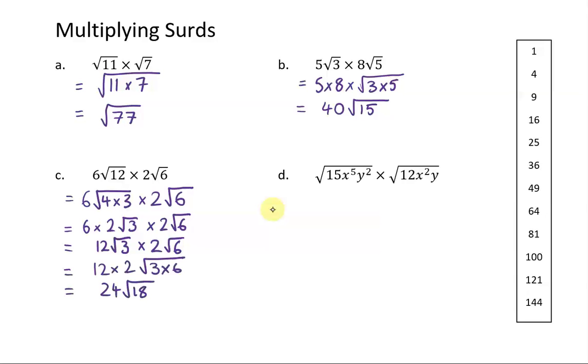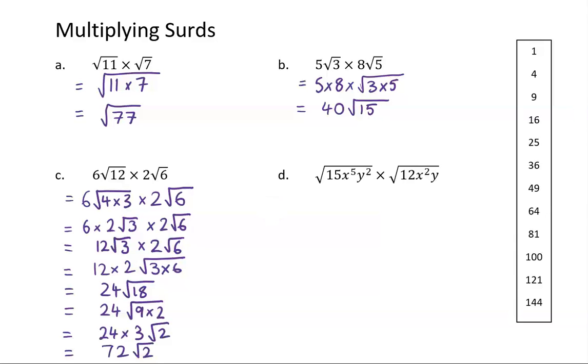Now let's check 18. That can be simplified a little bit further because I know that I can write 18 as 9 times 2, and 9 is a square number. So let's simplify this surd a little bit further. 24 square root of 9 times 2. And then we have 24 times our square root 9 can come out as 3 root 2. And so the final answer for that one is going to be 72 square root of 2. And that's now written in simplest form.